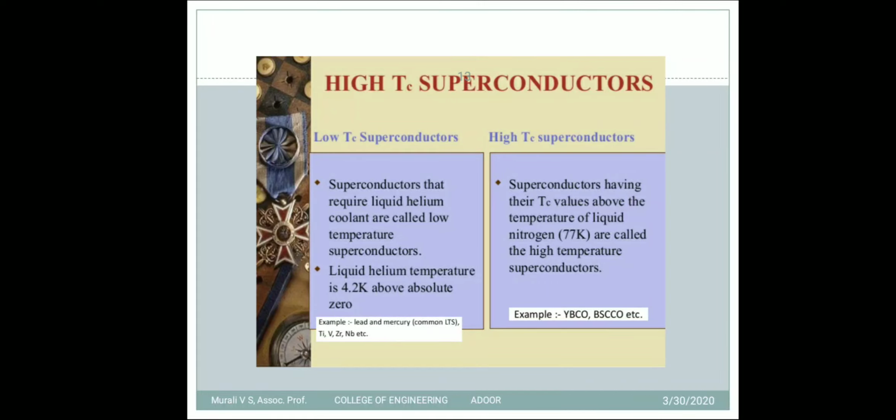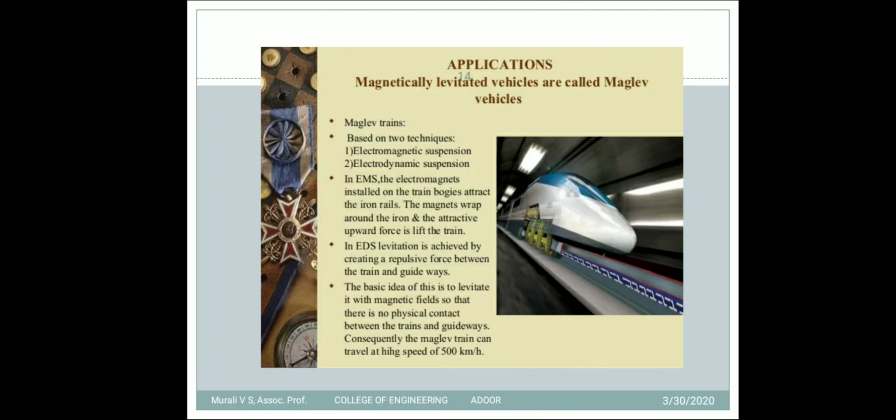4.2 Kelvin is the temperature of liquid helium. Materials with a transition temperature below 4.2 Kelvin are called low temperature superconductors. Some examples are also given below. The pure metals are low temperature superconductors, like titanium, vanadium, zirconium, iridium, etc. But most of the alloys and compounds act as high temperature superconductors.